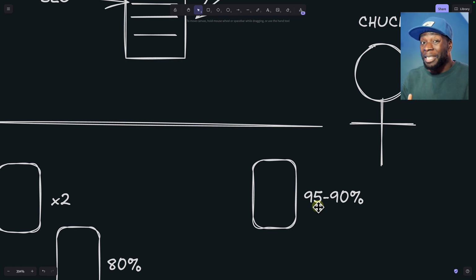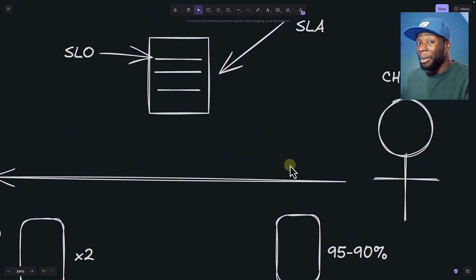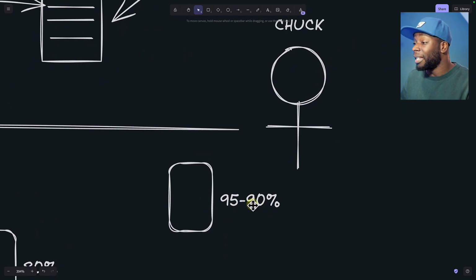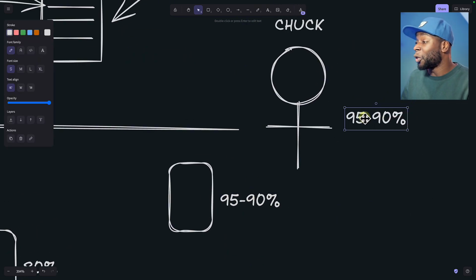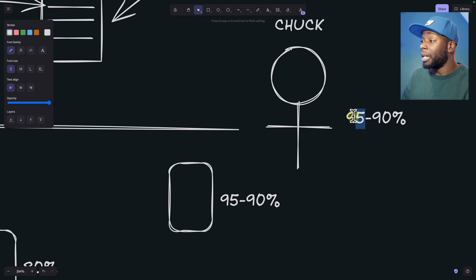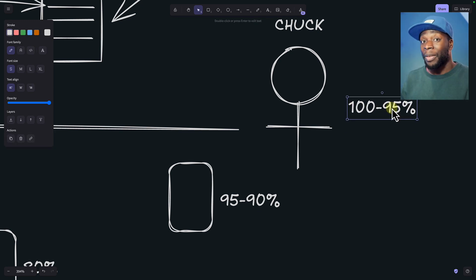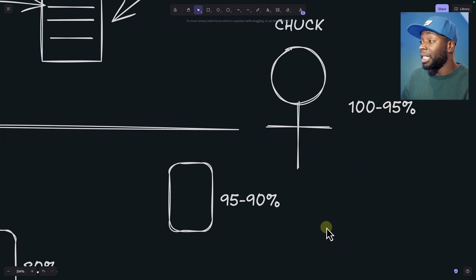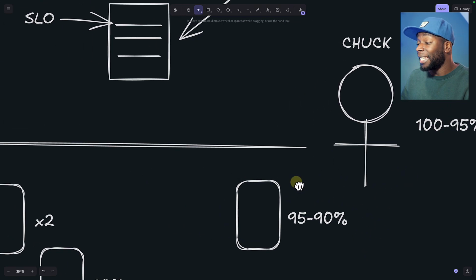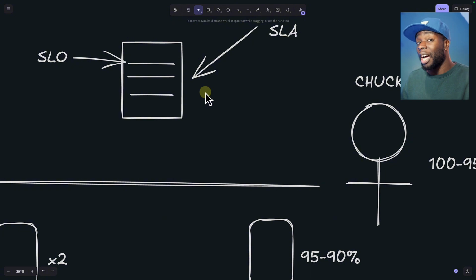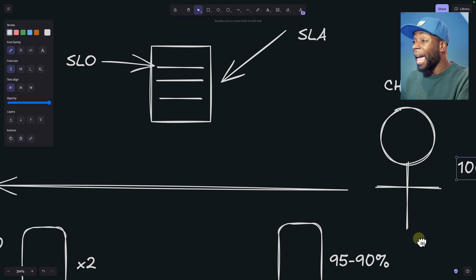I know what you're thinking. I did mention that SLOs are internal, and this is true, but they can be made public through an SLA. Let me explain that a bit more. So internally, we can say Chuck had an SLO, so a target of being able to deliver 100% to 95% high quality rice. And this is something that he worked out he could do. But to give himself some leeway, on the SLA, he said 95 to 90% quality. And of course, there are some cases where the internal SLO and the value on their SLA match completely.